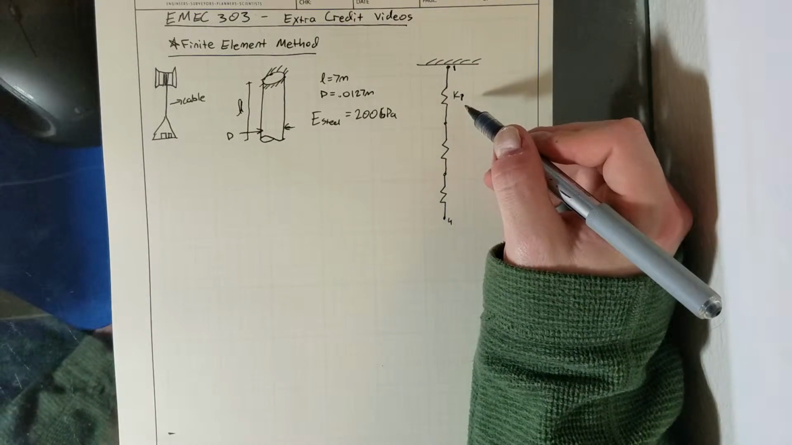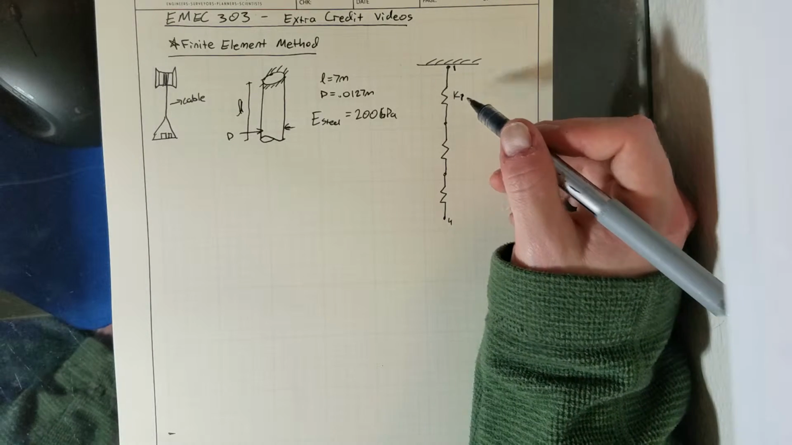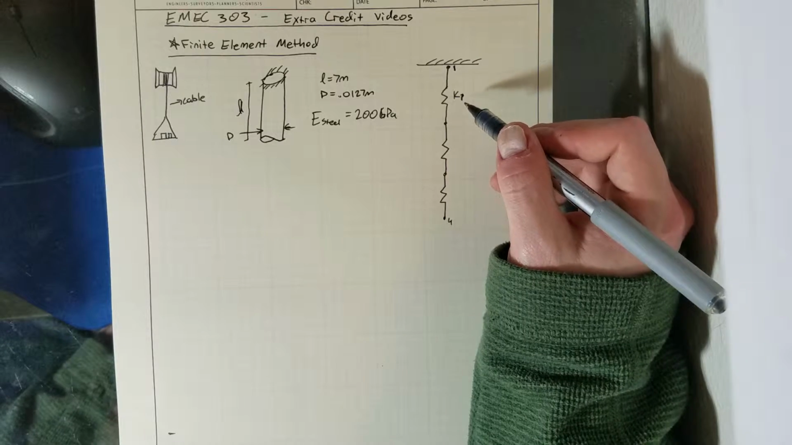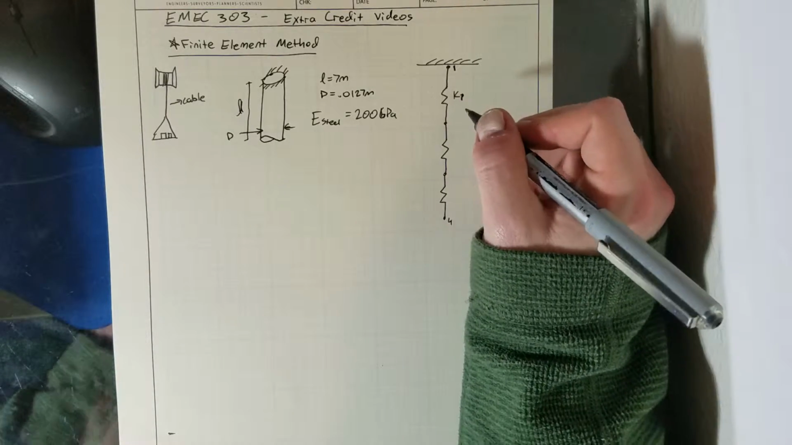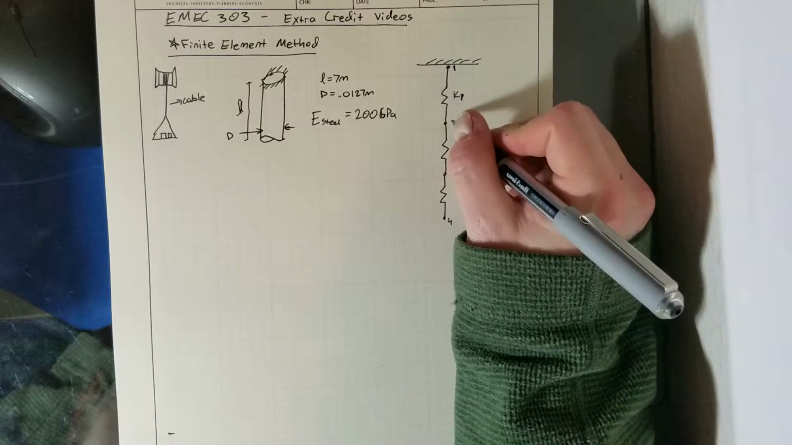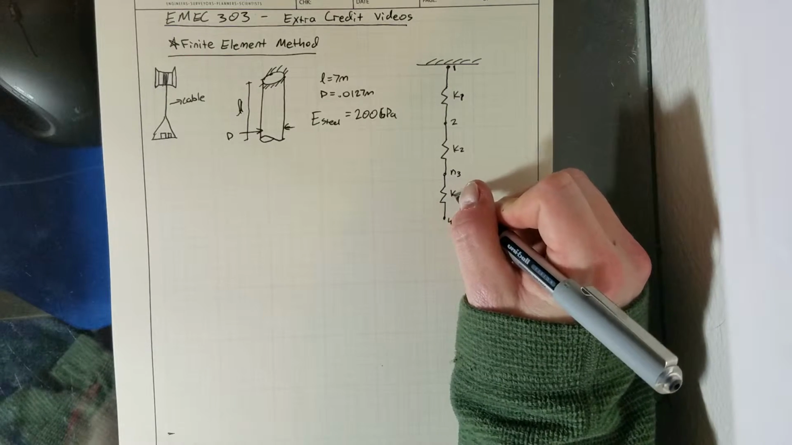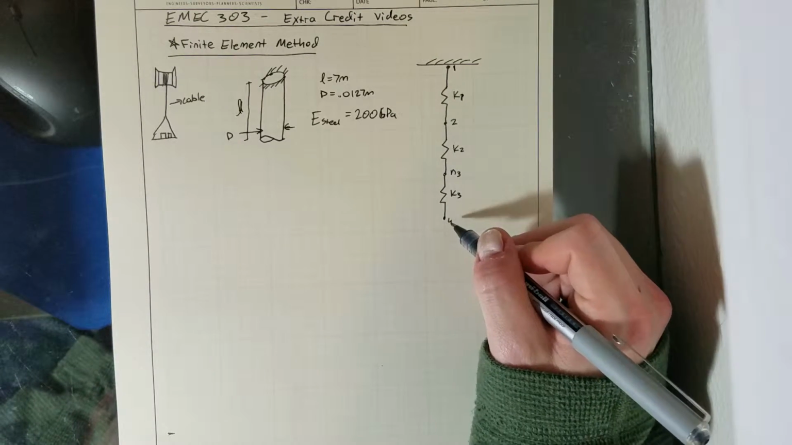And what this K1 value represents is the spring constant, and it's representative of the spring's rigidity. So how stiff the spring is. So we have spring 1 with node 1, and then we have node 2 and spring 2, node 3 and spring 3, and then node 4.